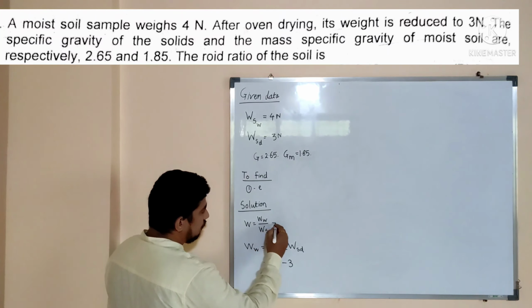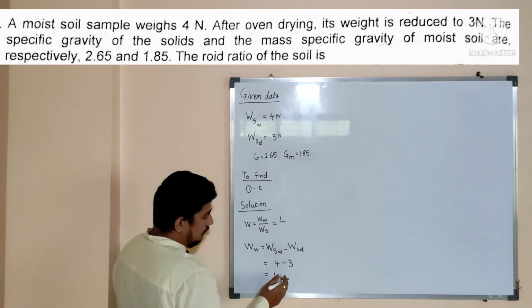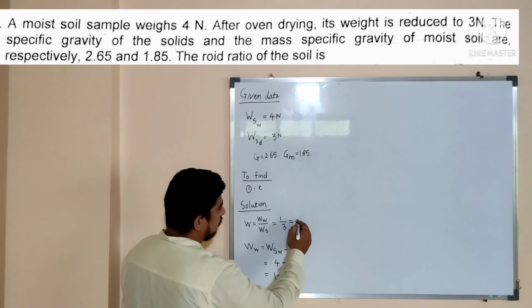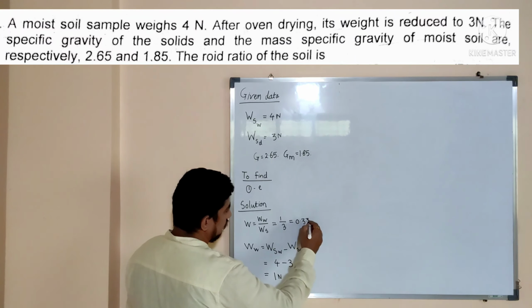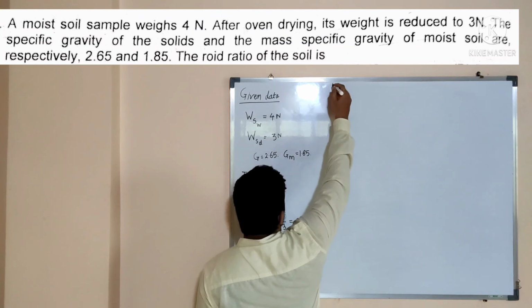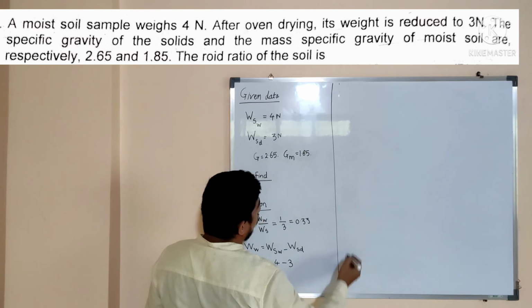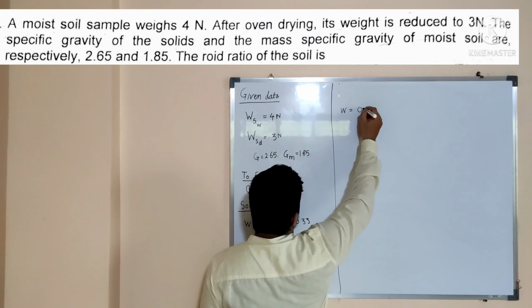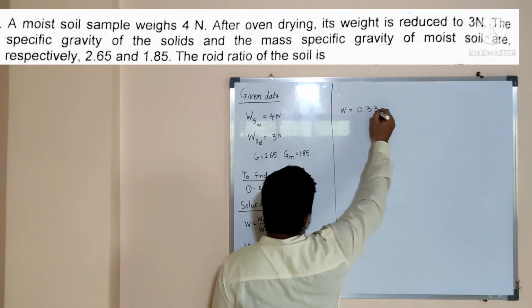So weight of water is 1 and weight of solids is 3, so 0.33. So we got water content is equal to 0.33.